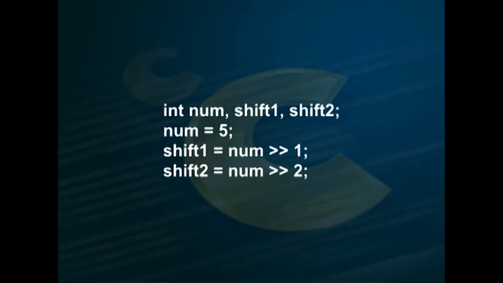Similarly, the next program illustrates the use of the right shift operator. int num, shift1, shift2. num is equal to 5, shift1 is equal to num >> 1, shift2 is equal to num >> 2. The first right shift operation results in the number 2, as the rightmost bit of 5 disappears and the bit at the third position from the right moves to right by 1 position. shift2 becomes 1, as you would expect.